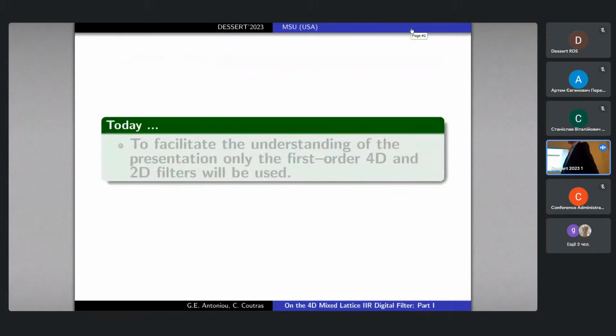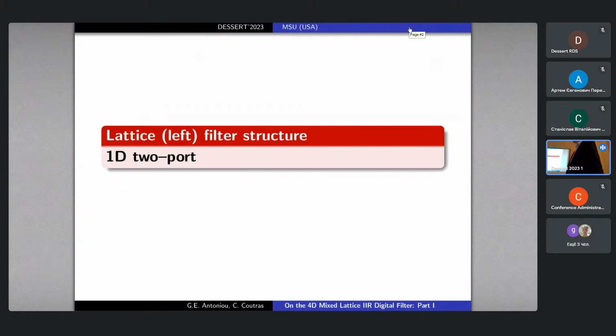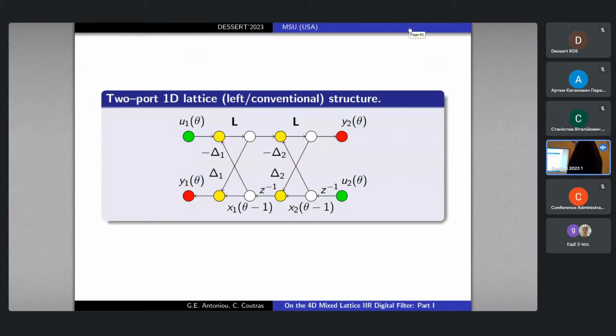So I will talk about only first order 4D, which means 4 by 4, and 2D, 2 by 2. Okay, 2D part. So this is a 1D lattice, conventional, because you can see the arrows go left and left. This is what we learn in linear systems. This is the basic lattice 1D filter.